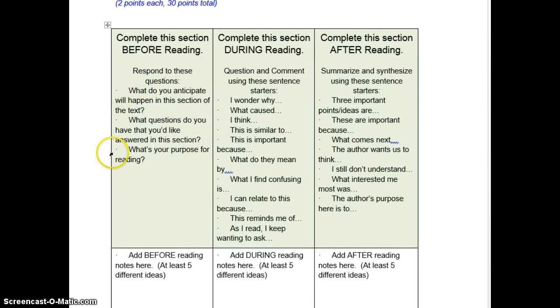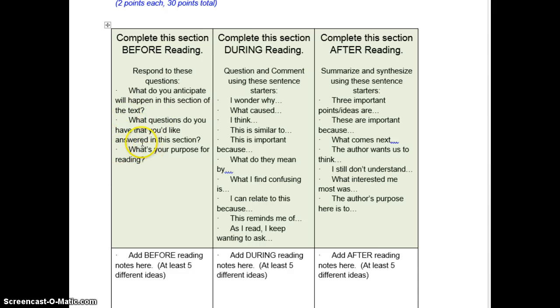And then the last part of it is this chart with before, during, and after reading. And these are questions or stems that you can respond to. So before I read, I'm going to write down 5 different ideas. What do I anticipate will happen next? What questions do you have that you'd like to have answered in this section? And that's where you could get more than the 3 questions prompts here. You could have multiple questions you'd like to have answered.